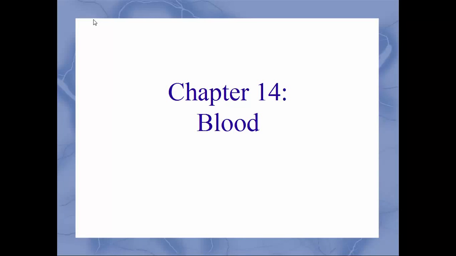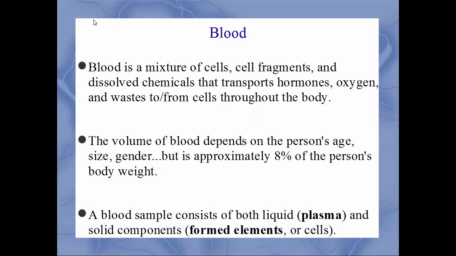Alright, welcome back. We'll go over chapter 14, blood. Alright, the blood is a mixture of cells and cell fragments and dissolved chemicals and hormones and different kinds of waste like carbon dioxide and oxygen that go to and from cells throughout the body.